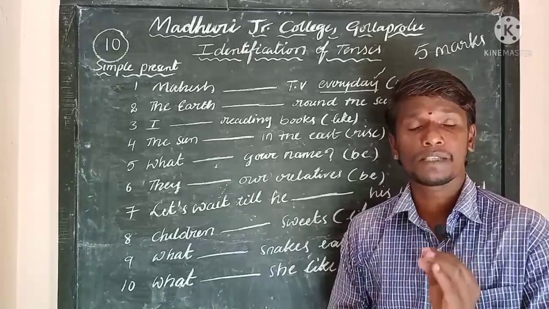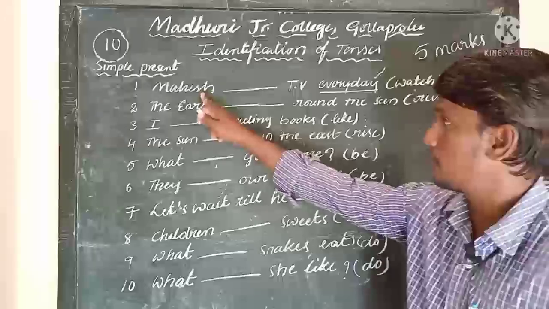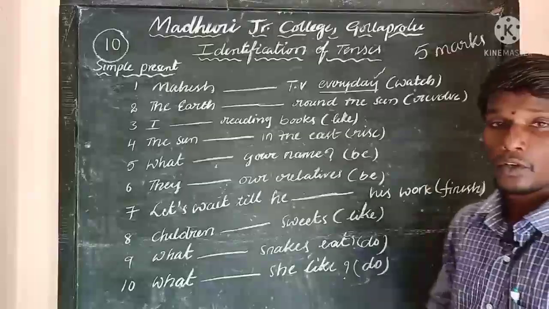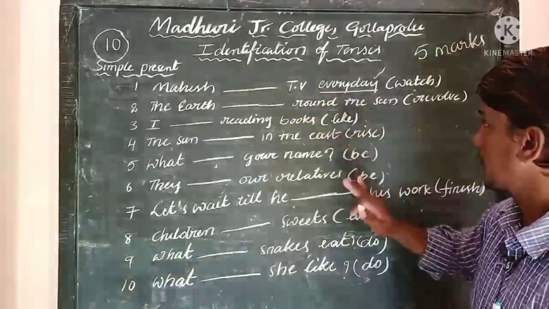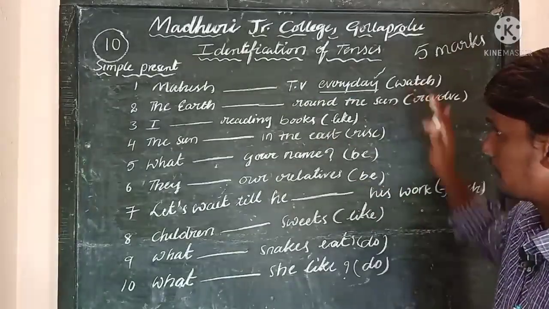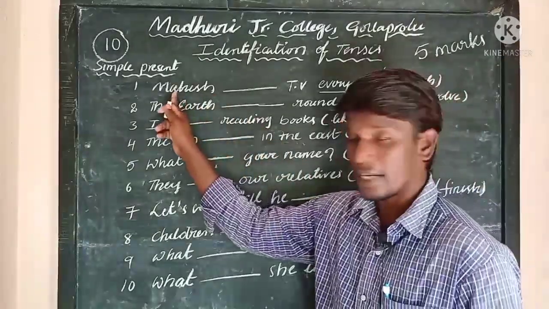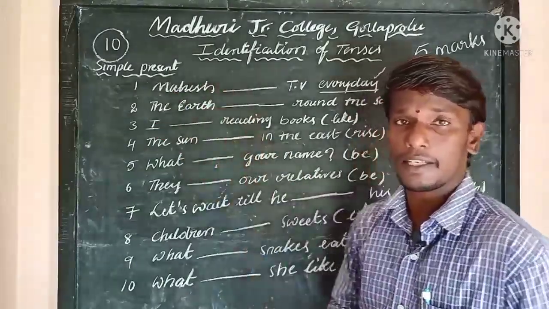So, subject plus V1 plus object. There is a subject here, and the object is TV. Now we find both subject and object here. Then what is the verb here? Watch is given.